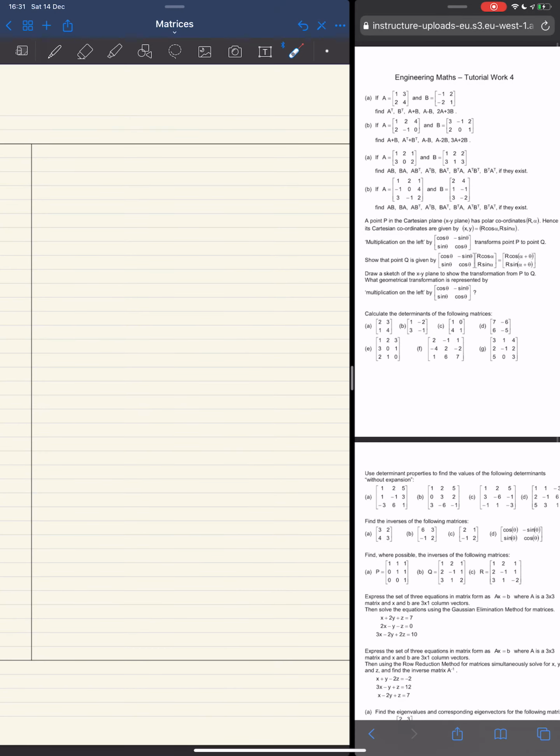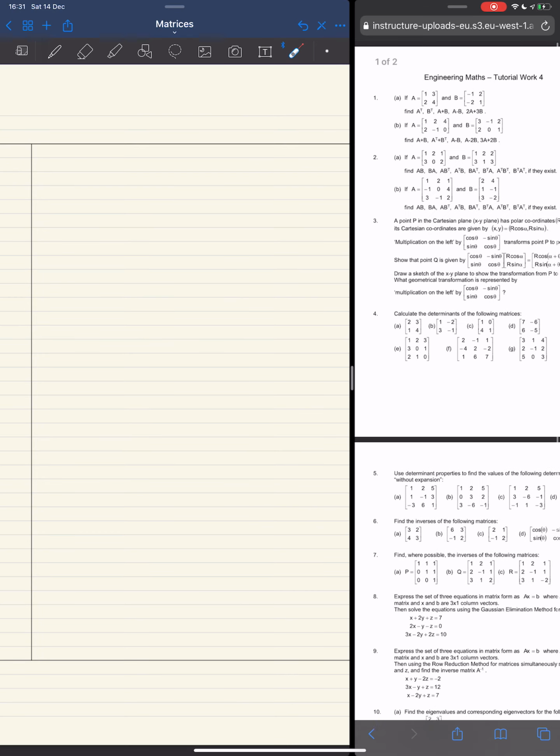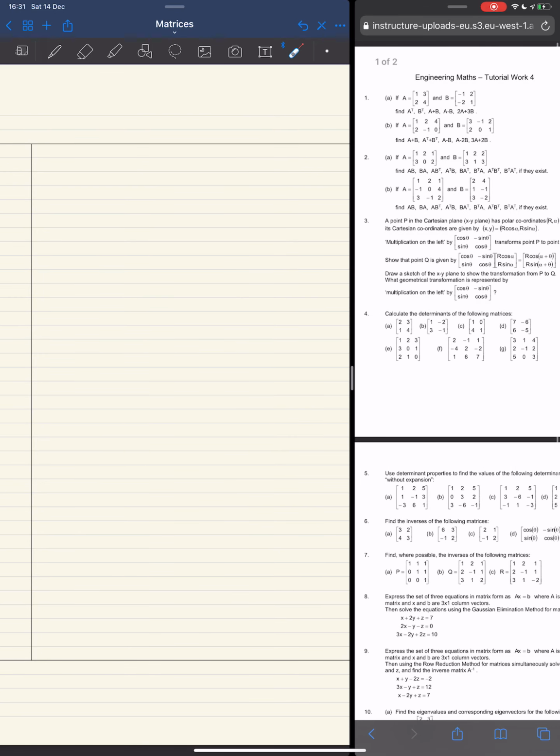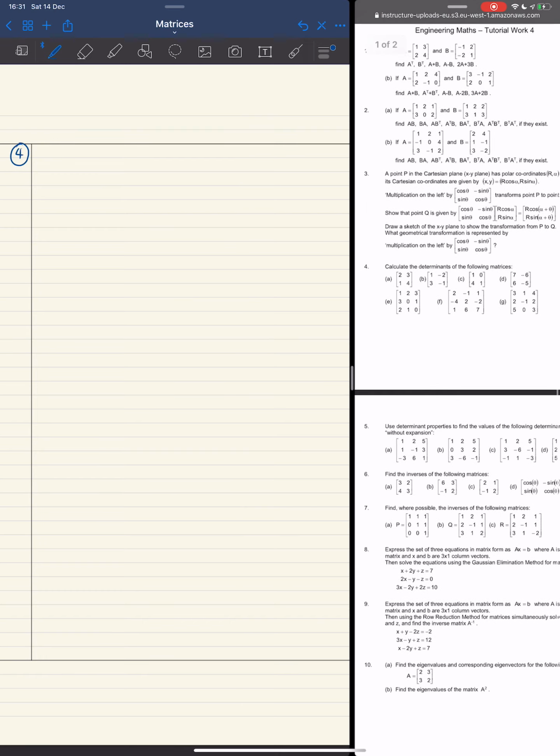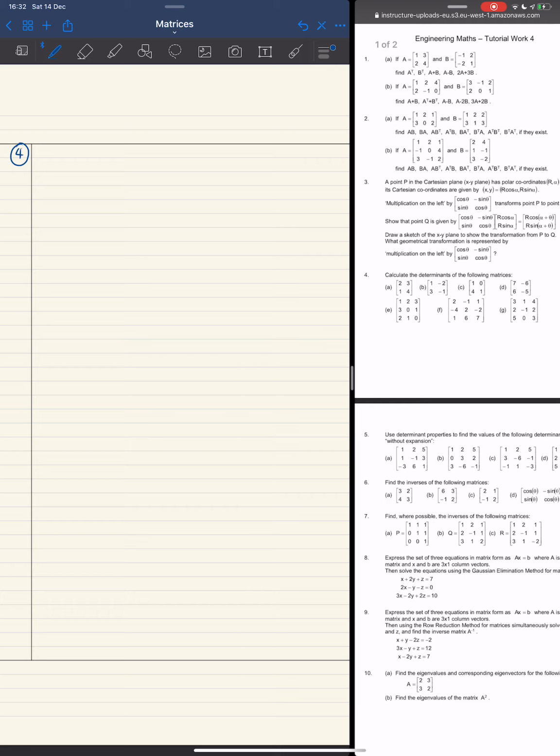Okay, so back again, more matrices. So we're on to question 4 now. So this is matrices question 4. I've got the questions by the side here. Calculate the determinants of the following matrices.